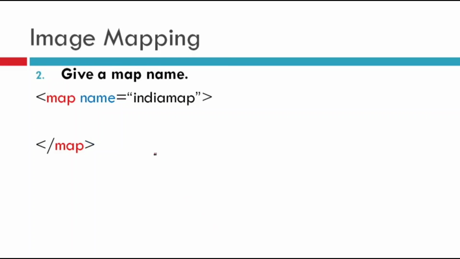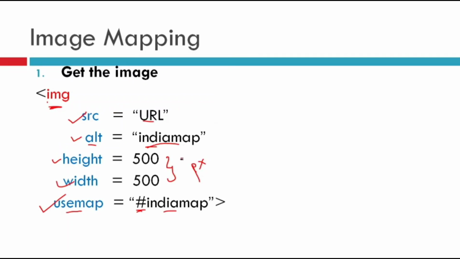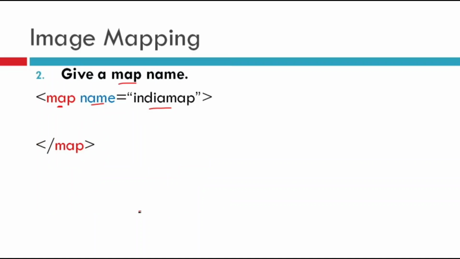Now the next step is we have to give a map name. So map is the tag and name is the attribute, and here is the value. This value is going to be the same value that we had used in the usemap attribute. The only difference is that here you will find the hash symbol, while when you are giving the map name you will not use any hash symbol, and then you will close the map tag. This is very important because map is a container tag and it has a closing map tag.